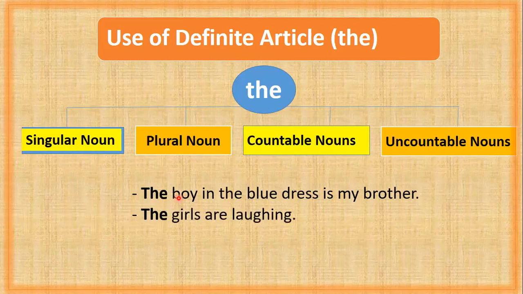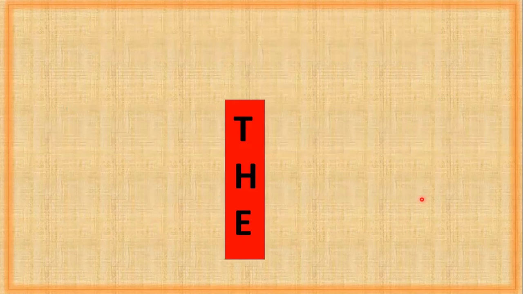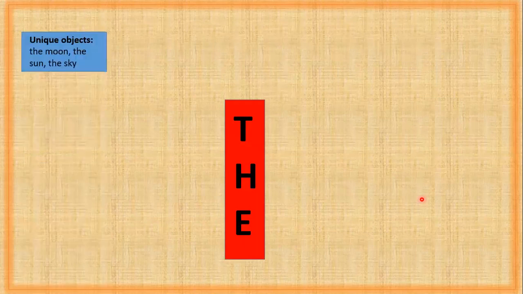Let's see one more example. The girls are laughing. Here in front of girls, the is used, and girls is a plural countable noun. Whereas in the third example, the water in the bottle is poisonous, water is an uncountable noun. So let's try to summarize the use of the with the examples.